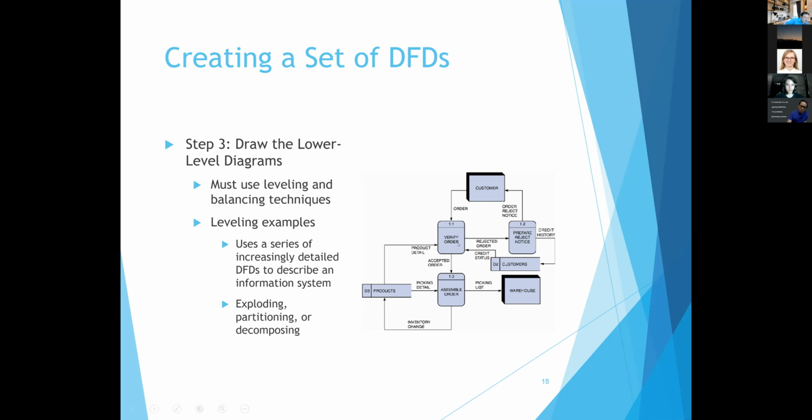you can see that the customer sends the order to process 1.1 to verify order. Also, in order to verify order, the product detail will be sent to the verify order process. Credit status from the customer data store is sent to verify order as well. So this process 1.1 has 3 inputs, and it generates 2 outputs. One output is accepted order. The other one is rejected order.